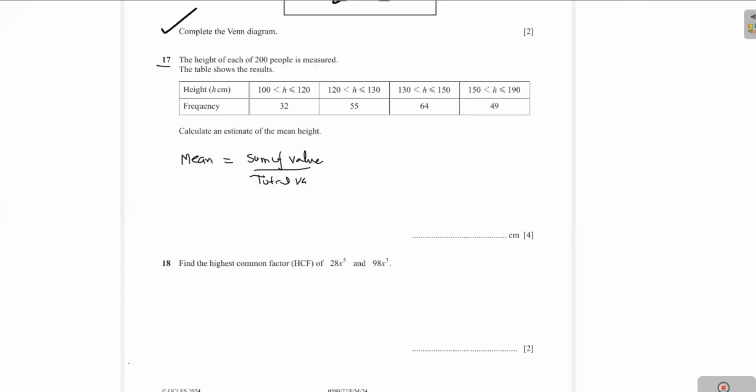You see here, to calculate the sum of values, firstly, we have to calculate the class mark between these class intervals. The class mark between these class intervals 100 to 120, that is 110. This is X, and the middle value of 120 and 130 is 125. And the middle of 130 to 150 is 140. And the middle between 150 to 190 is 170. And this is the frequency F.